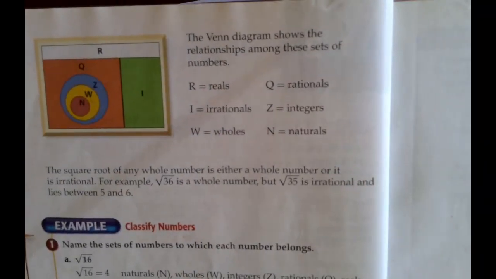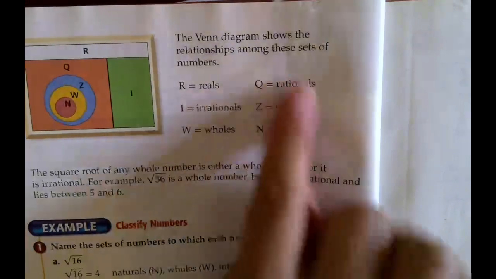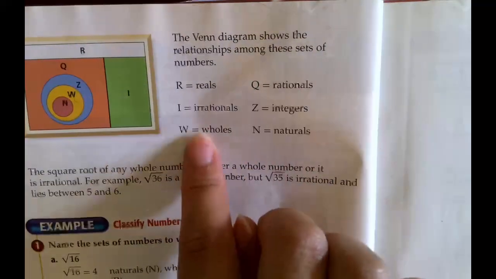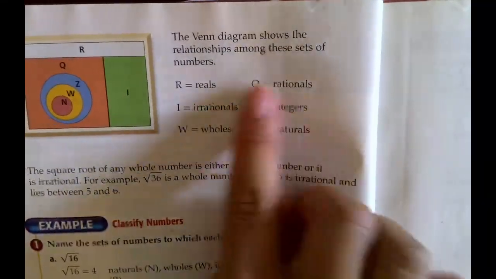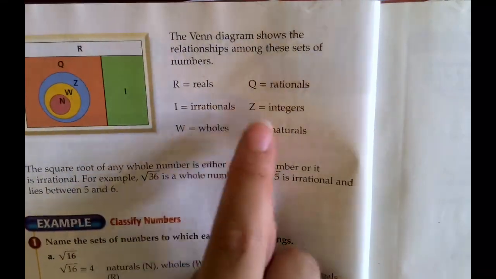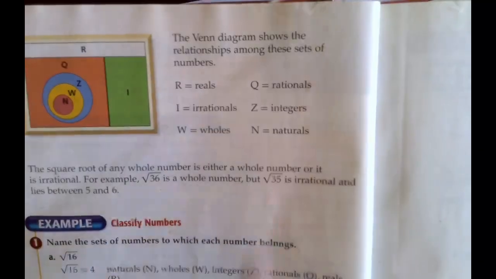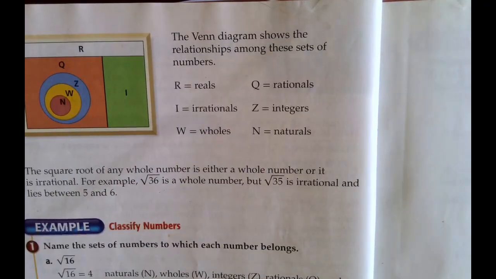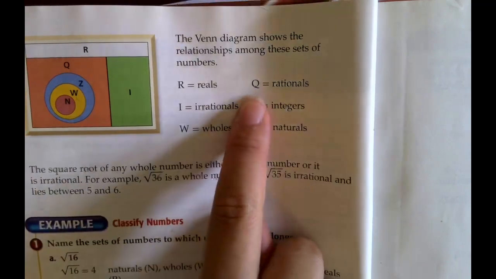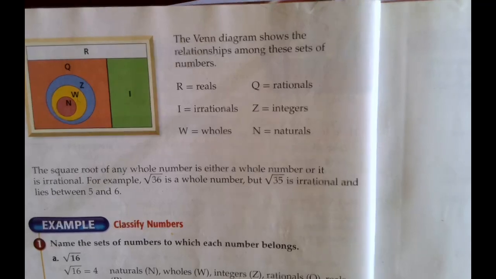Then, this part is super important in your book. It gives you a Venn diagram, a visual to see where our numbers fall under, right? And then here it's also going to give you the symbols that we use for our different numbers, right? So R is for real, Q is for rational, I is for irrational, Z is for integers, W is for wholes, N is for natural. That way when you're looking at your answer key and you're wondering why they put a Q when you wrote rational number, it's because Q represents rational numbers. Okay, so that's important to realize as well.